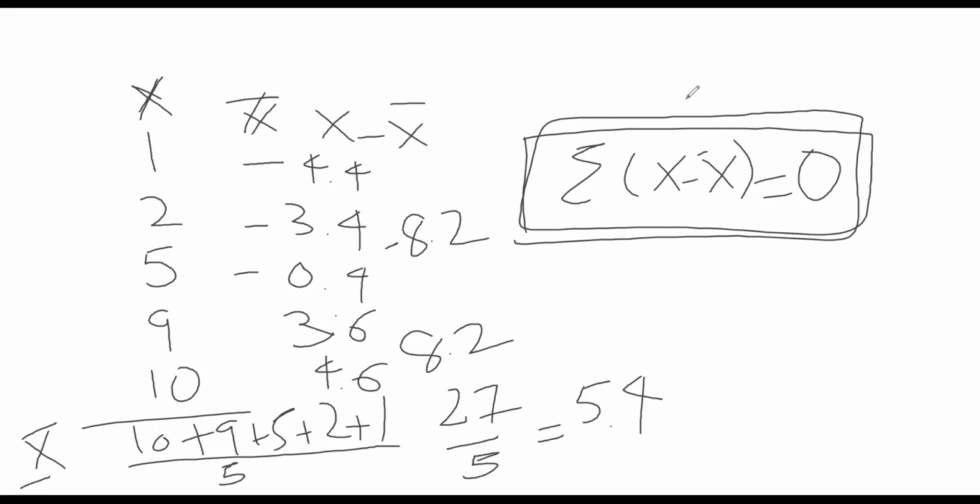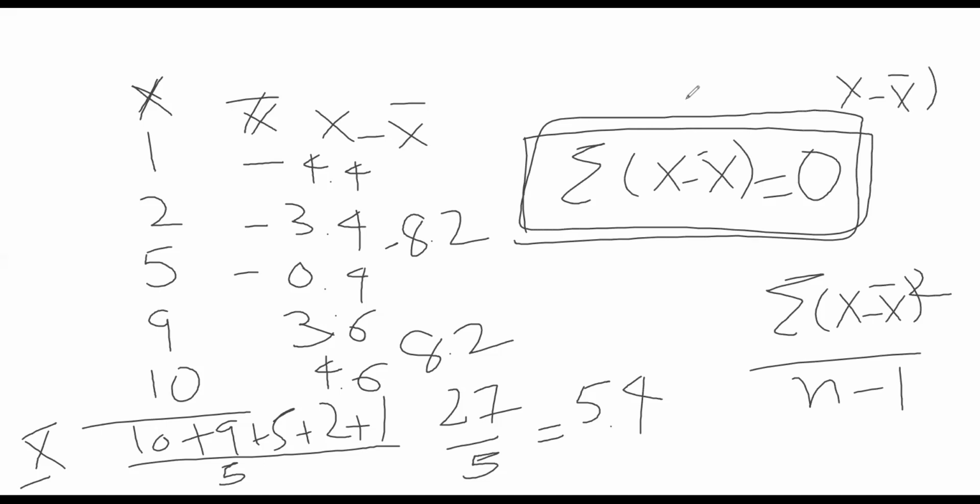To avoid that, our formula is sigma of (x minus x bar) squared divided by n minus 1. So here we are squaring it. Squaring converts all the values into positive: 4.4 squared, 3.4 squared, 0.4 squared, 3.6 squared and 4.6 squared. All the values come out positive. So we calculate all these squares, sum them, apply the formula, and finally we take the root.